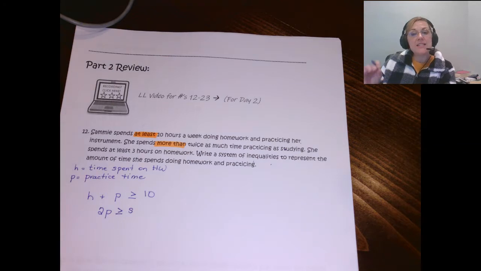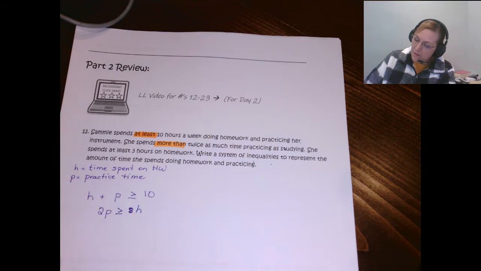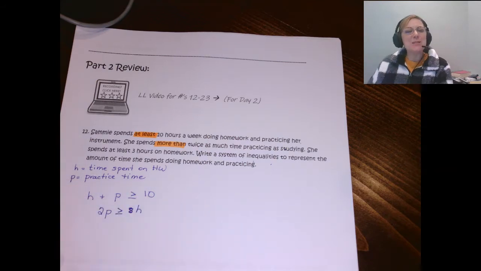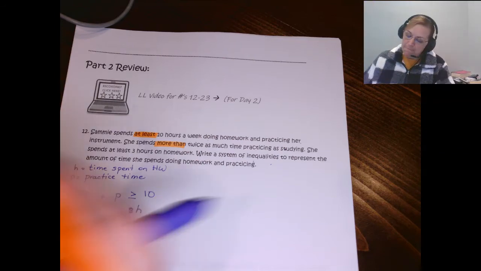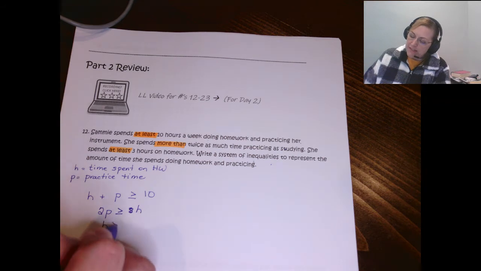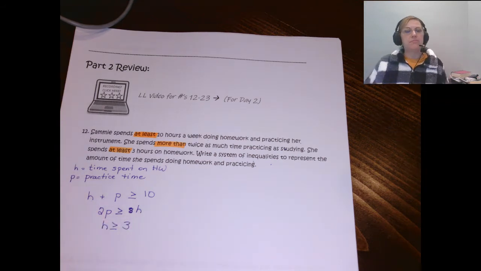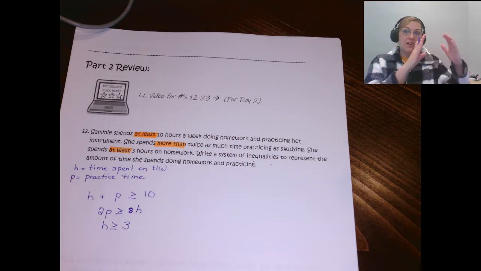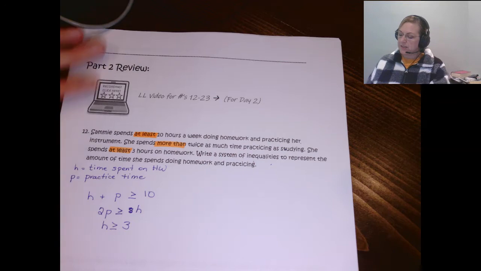And then it says that she spent, oops, not studying. That was homework. And then she spends at least 3 hours on homework. So at least again, we have homework is at least 3 hours. And that's translating our words there into the inequalities. So watch those key phrases that I've highlighted for you.